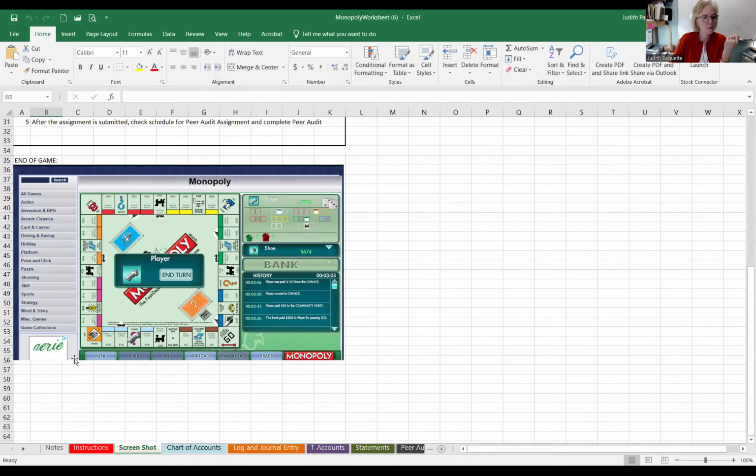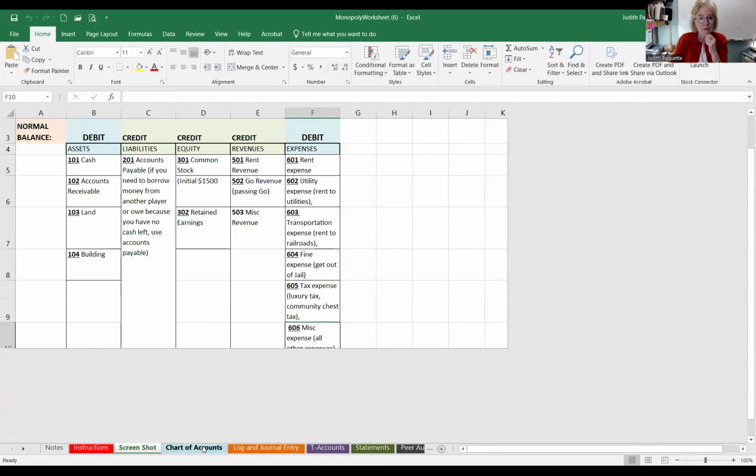I think at the beginning of the game and at the end of the game. So we would just want to see what it says there. And it's going to look a little different. The game online is all black and white, and they don't have pictures. So it's a pretty simple game board. We have a chart of accounts.